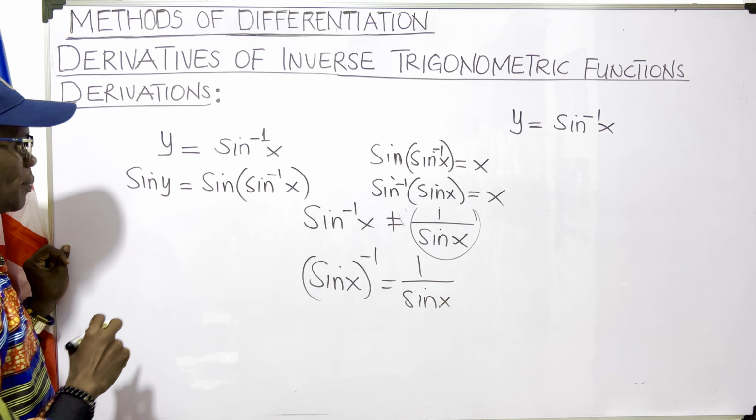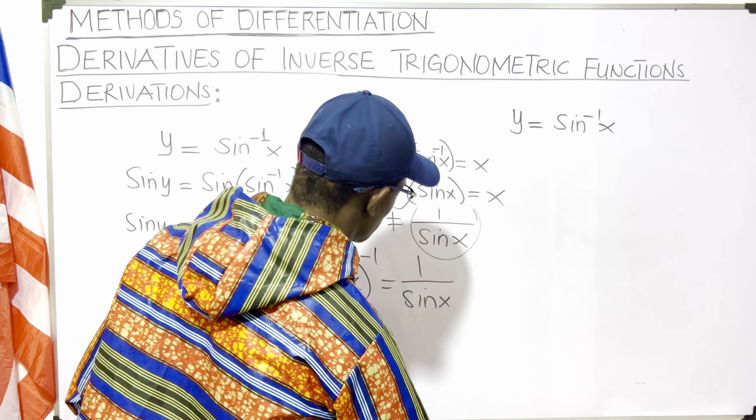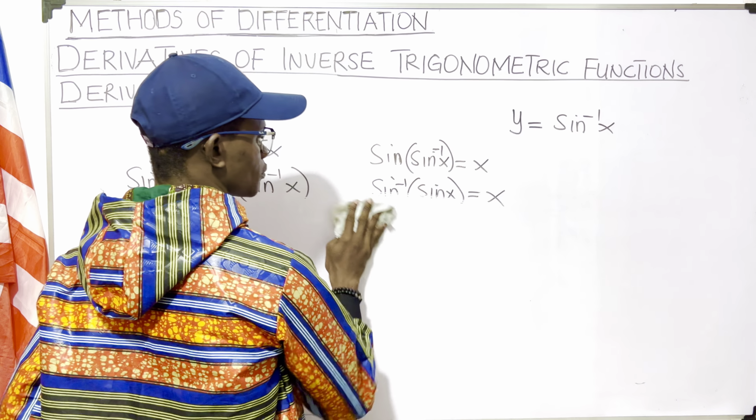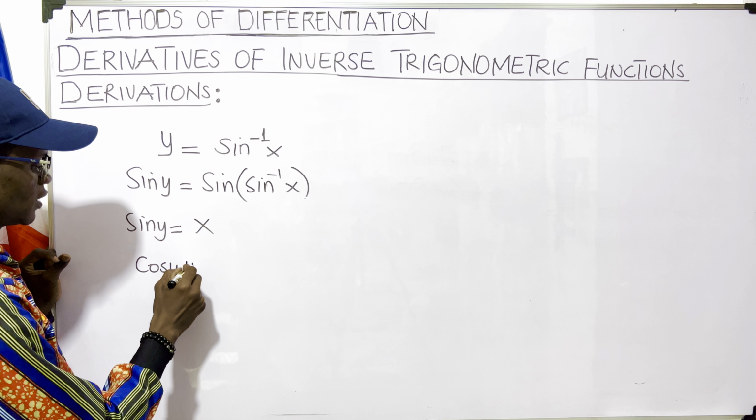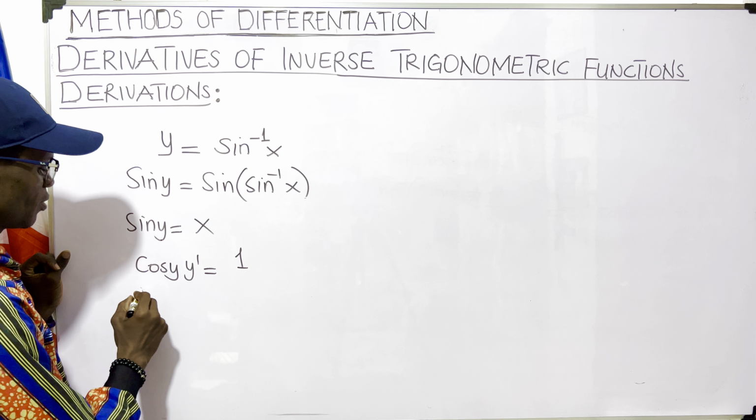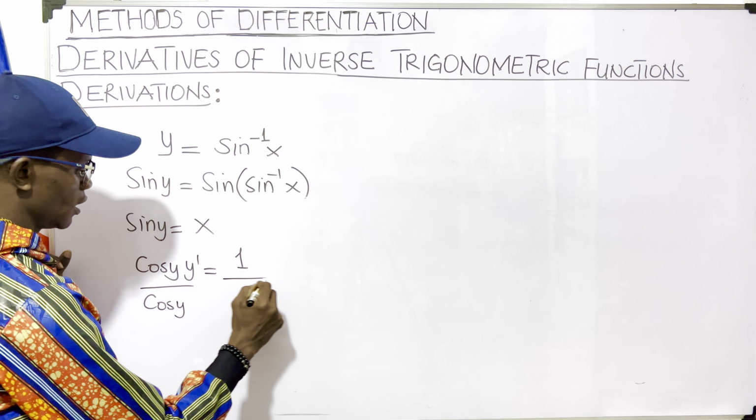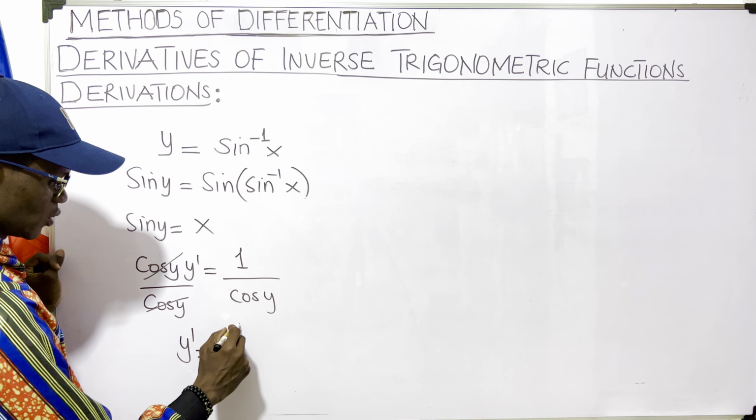So what's going to happen? We have sine of y will now be equal to x. So we can apply implicit differentiation right here and find the derivative. The derivative of sine of y is just cos of y. But since y is the name of the function, we must attach y prime. The derivative of x is just 1. So let's solve for y prime. We divide both sides by cos of y, so this and this cancel. Y prime is equal to 1 all over cos of y.